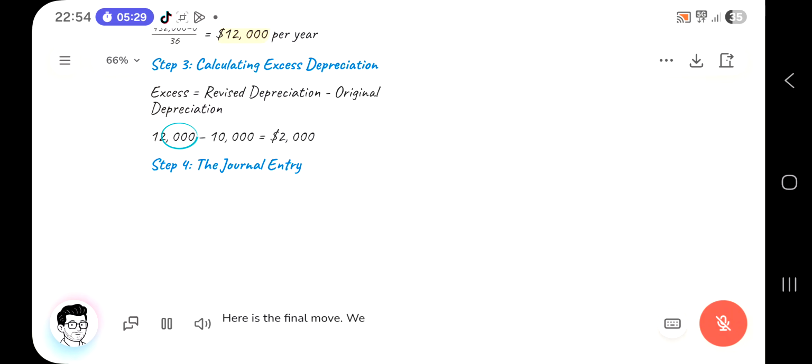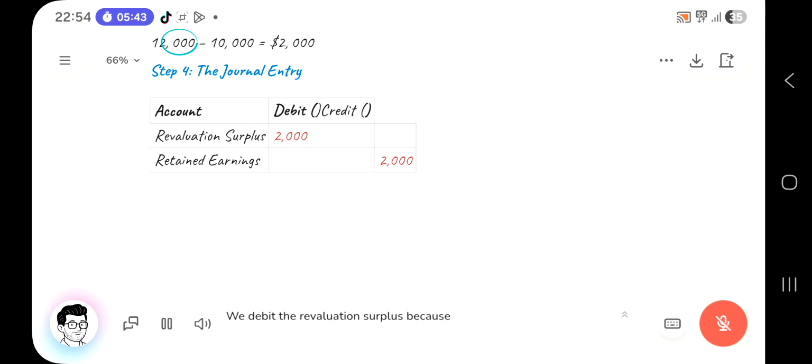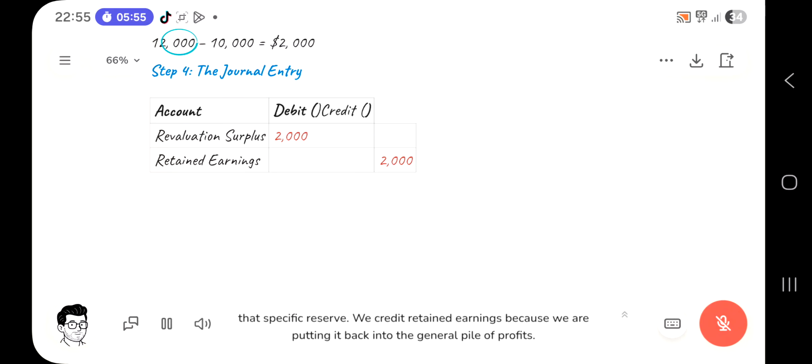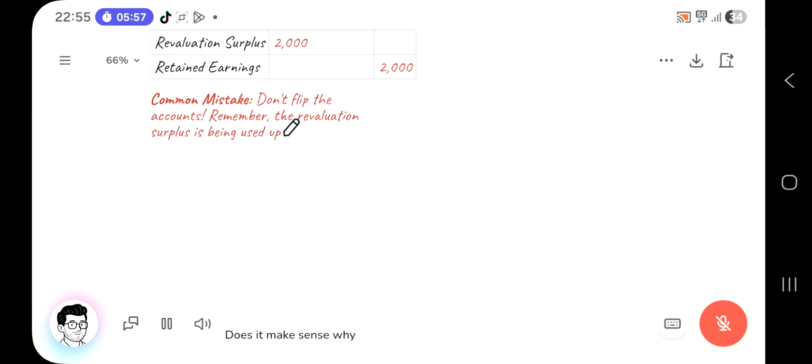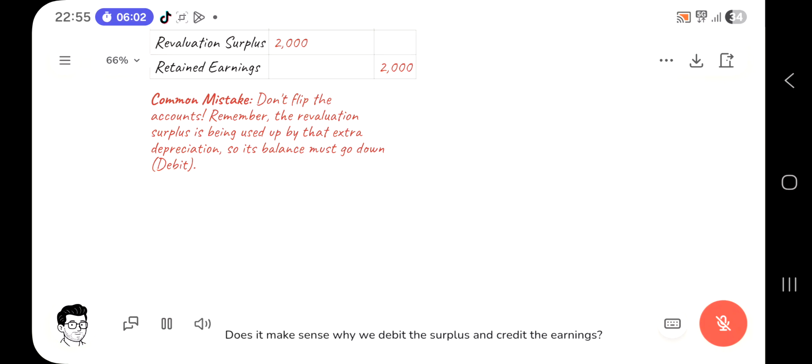Here is the final move. We are moving that $2,000 excess from the revaluation surplus into retained earnings. We debit the revaluation surplus because we are taking money out of that specific reserve. We credit retained earnings because we are putting it back into the general pile of profits. Does it make sense why we debit the surplus and credit the earnings?